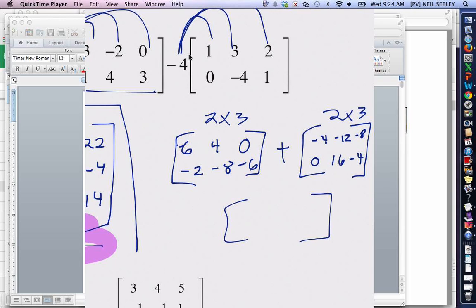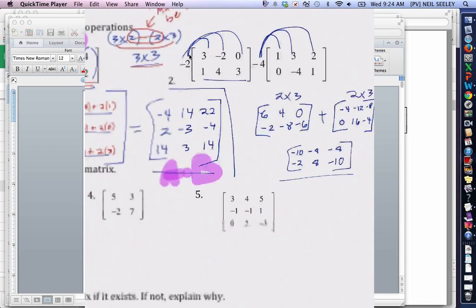I just do -6 minus 4, so -10 is the result in the upper left, and then 4 take away 12, -8, and then 0 take away 8, -8 again, and then -2 and 0, the lower left components make -2. -8 plus 16 is 8, and then -6 plus a -4 is -10. Okay, so I distributed the scalar, then added them component to component. There's the end result. That's how scalars are treated in matrices, and that's how matrix addition or subtraction works, piece for piece.